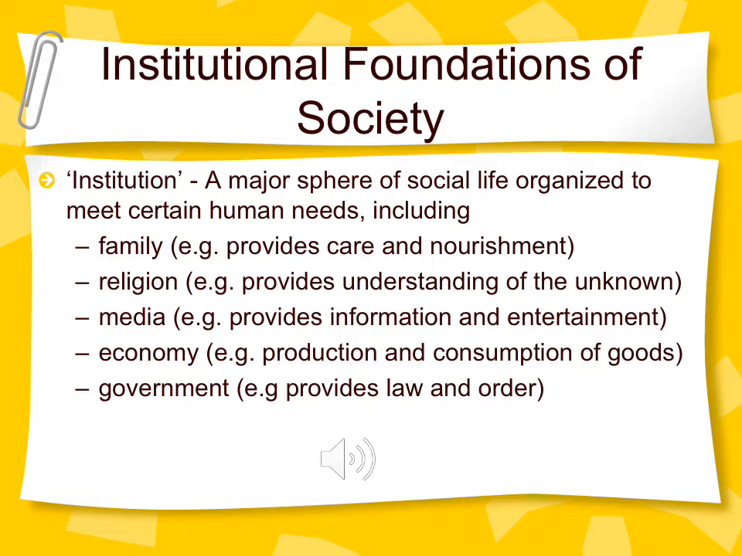within the institution that makes the institution functional in the sense that it's there to meet certain human needs. So we talked about religion. We can get into the family. The family provides care and nourishment to individuals. The media provides individuals information, entertainment, and the economy is responsible for the production of goods and services, and government is responsible for providing law and order.